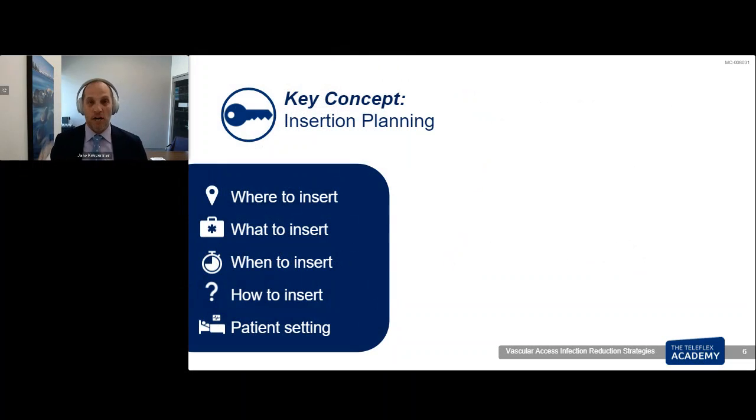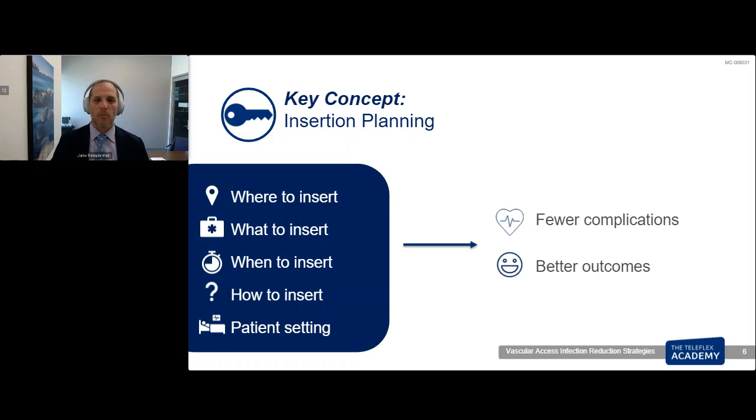So what do we need to think about in terms of decreasing CLABSIs? Today, we're going to go through several areas that we need to consider so that we can keep our patients as safe as possible. We need to think about where to insert a line, what to insert, when to insert, how to insert, and consider the different patient settings. Because ultimately, we want to lead to fewer complications and better outcomes.